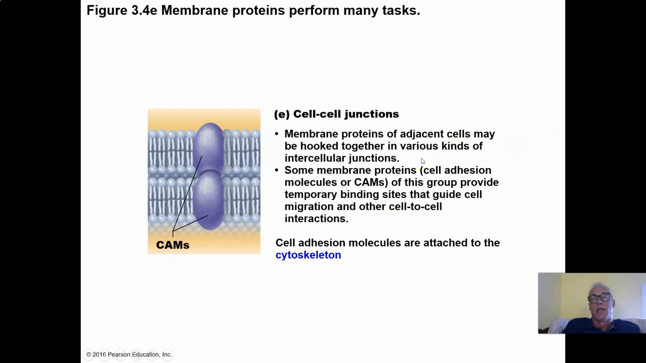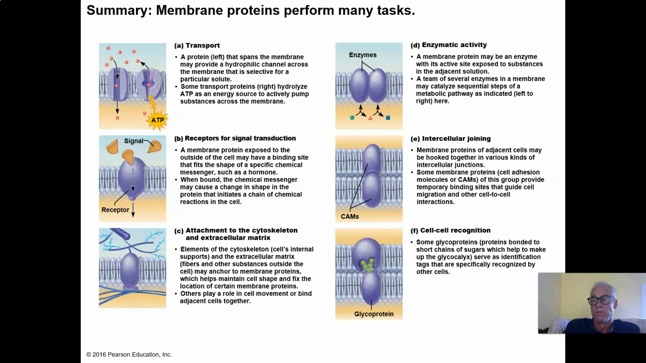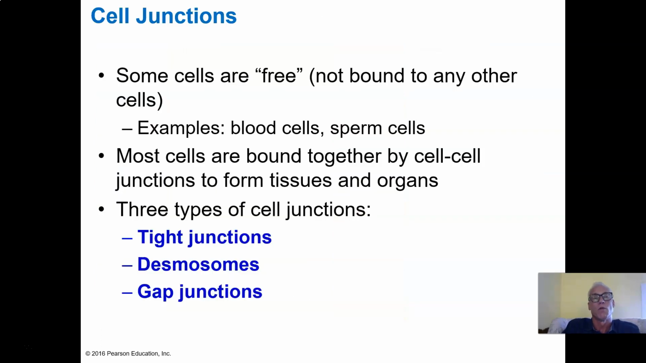Most cells have cell-cell junctions. So here we see a simple representation of two membrane proteins that anchor or attach to each other, kind of like Velcro. And cells are often stitched together by cell adhesion molecules, or cell-cell junctions. And we'll talk about those in a second. So a lot of the functions of membrane proteins depend on how they're structured, and that determines their specific role. Let's now take a look at three different types of cell-cell junctions.